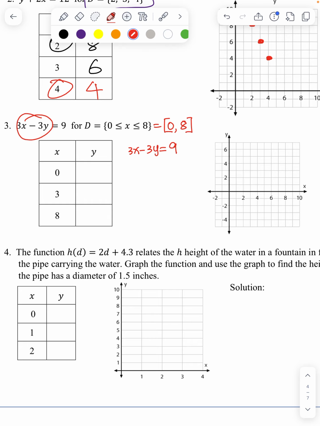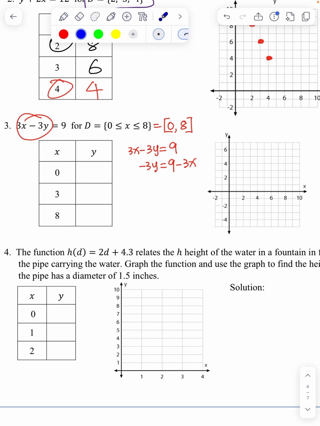We need to solve for y, right? So negative 3y equal to 9. I'm going to move this positive 3x away, move it to the other side, cross the equal sign. It's going to be minus 3x, from positive to negative.